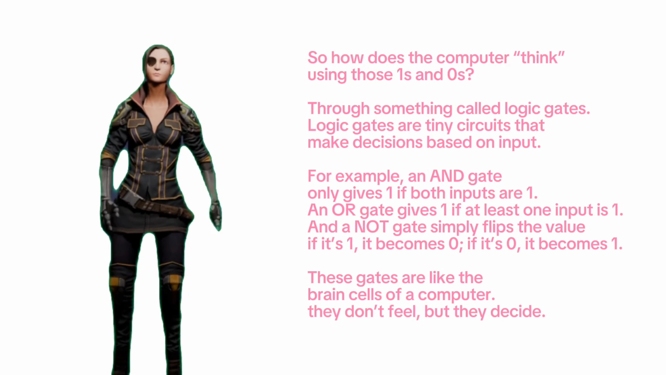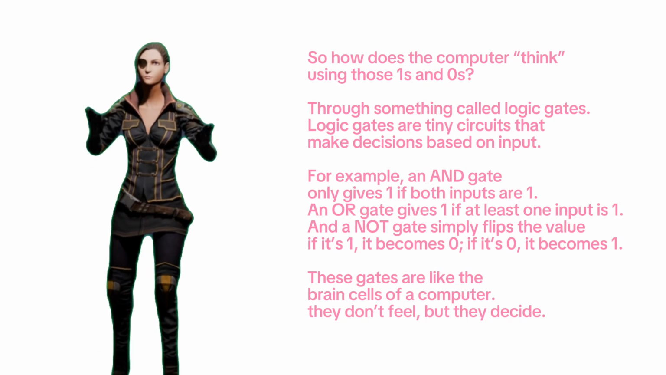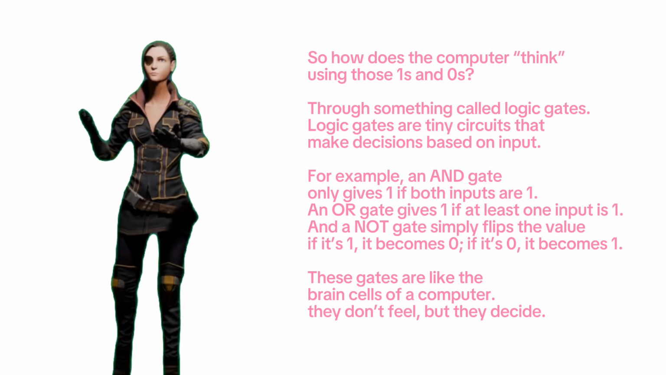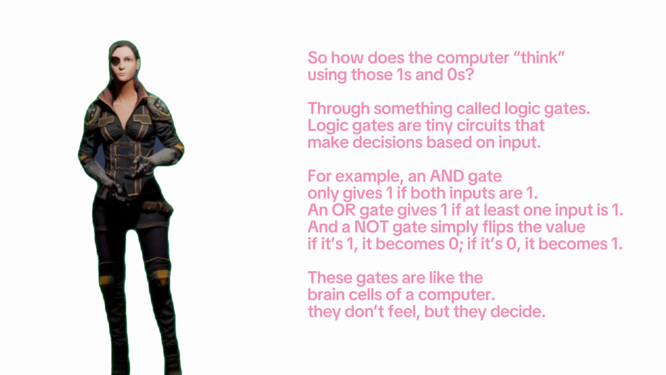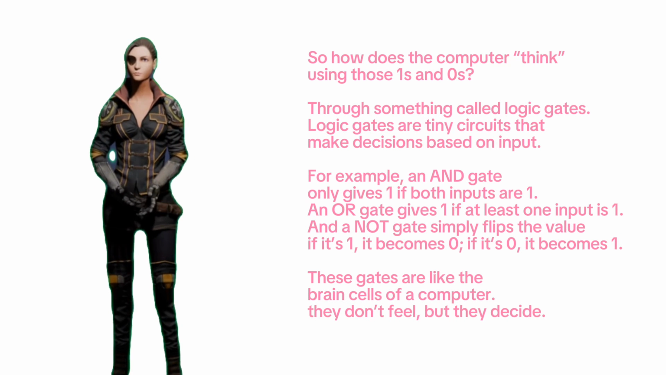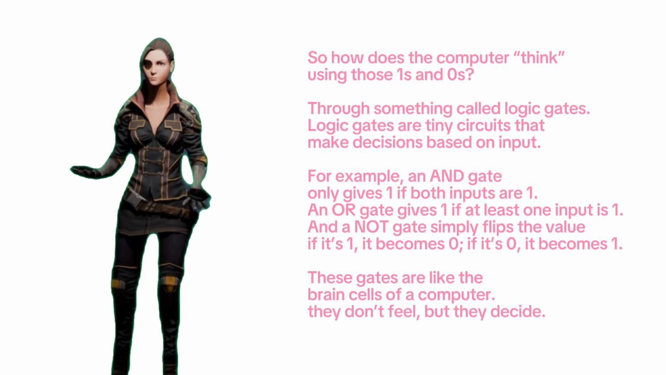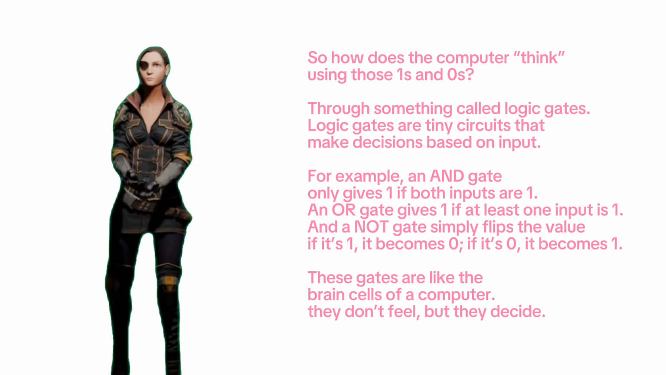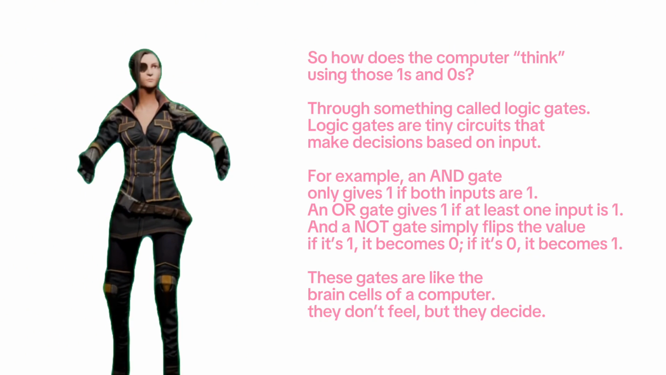So how does the computer think using those 1s and 0s? Through something called logic gates. Logic gates are tiny circuits that make decisions based on input. For example, an AND gate only gives 1 if both inputs are 1. An OR gate gives 1 if at least one input is 1.